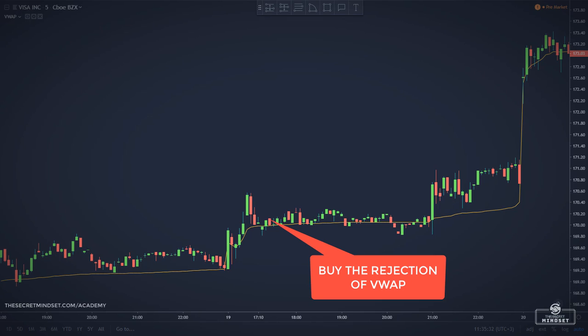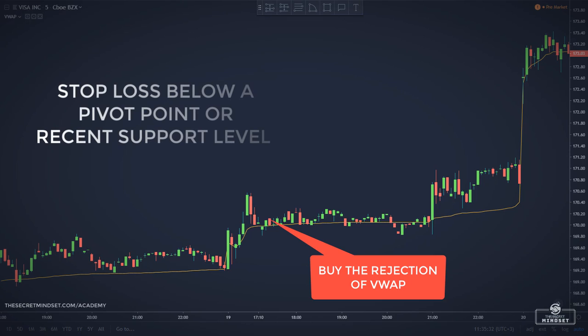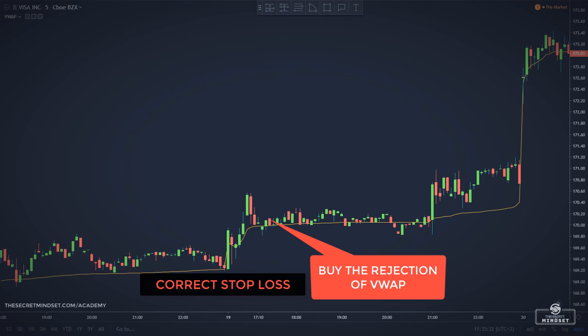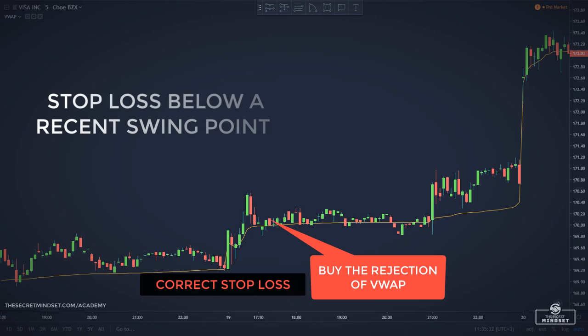That level may be below a pivot point or a previous strong support level. This way, you can use the VWAP to try to keep trading in the right direction, but maintain a stop loss at a logical level. Alternatively, if there's no major level, you can also look to keep your stop losses on the other side of a recent swing point. So, if you're long a stock that's making higher highs and higher lows, you can place your stop loss just below the previous swing low.